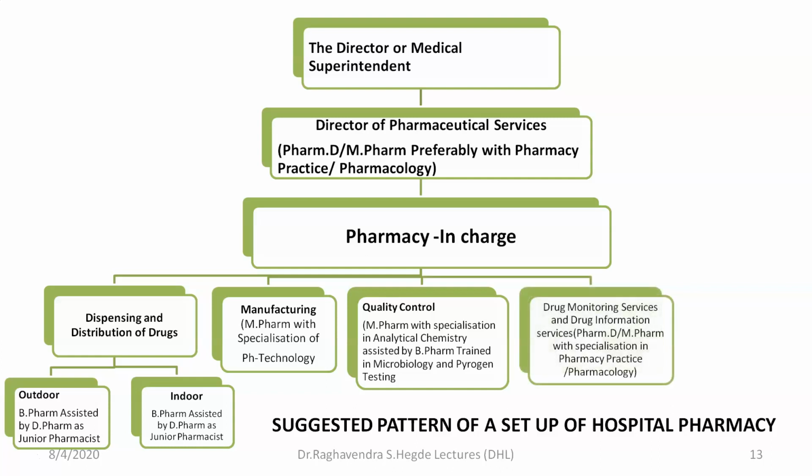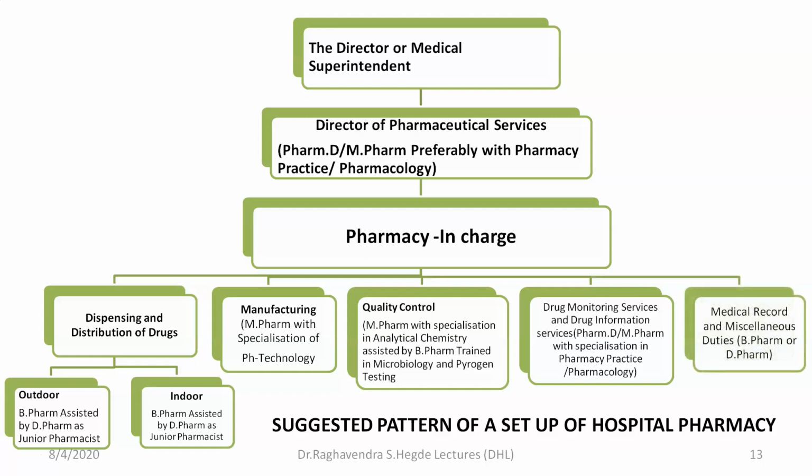And there are drug monitoring services, which become a very interesting area. Drug monitoring services and drug information services are handled by the PharmD and M.Pharm with specialization in pharmacy practice. Earlier it was only M.Pharm pharmacology. They give drug information services or poison information services, or monitor the drug therapy. They will decide whether any side effects have taken place, and they can even change some formulary based on the requirement.